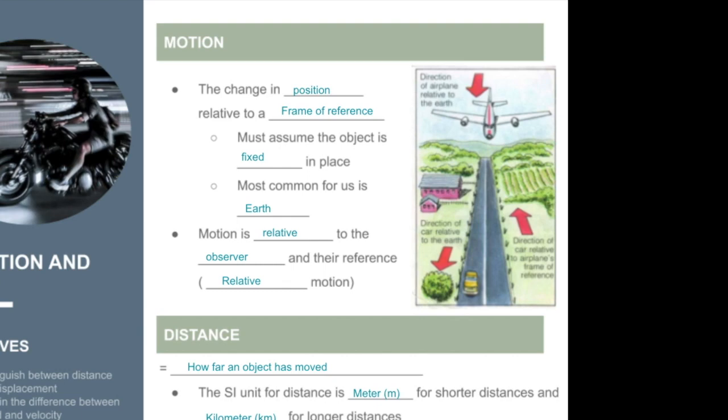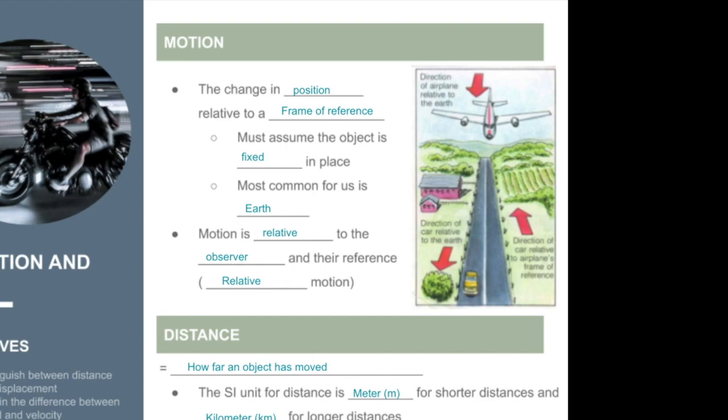Motion is just the change in position relative to a reference point, or sometimes it's called the origin, but it's your point of reference. We must assume that whatever the frame of reference is, that object is fixed in place. The most common frame of reference that we use is Earth. So if I was describing the motion of a car and I say that it's going 55 miles per hour, that's relative to a certain spot on Earth.